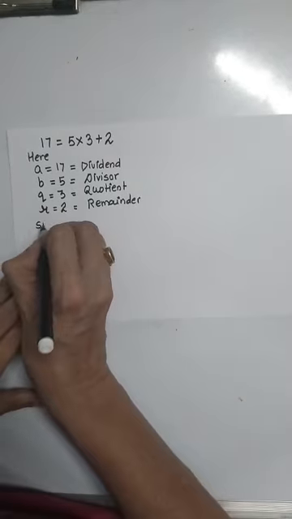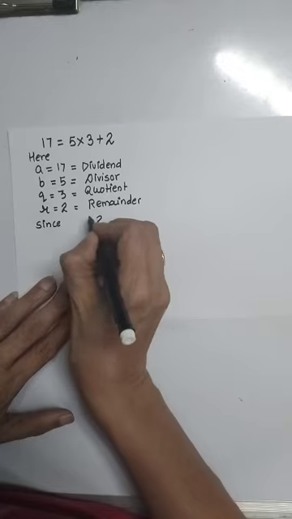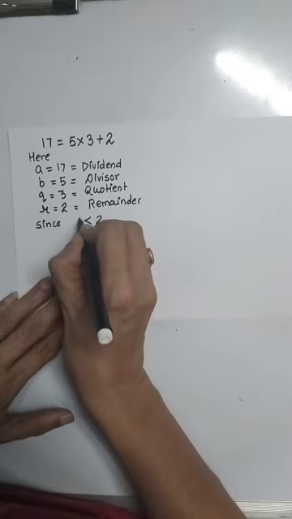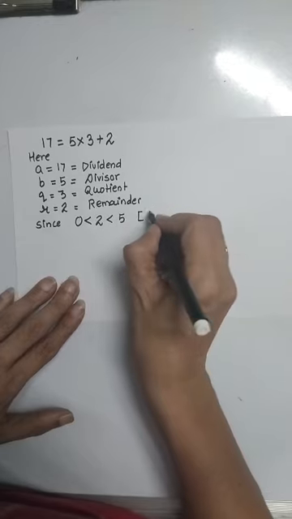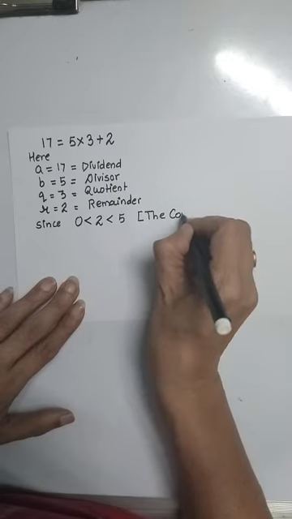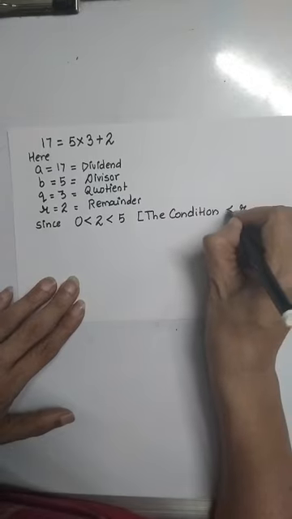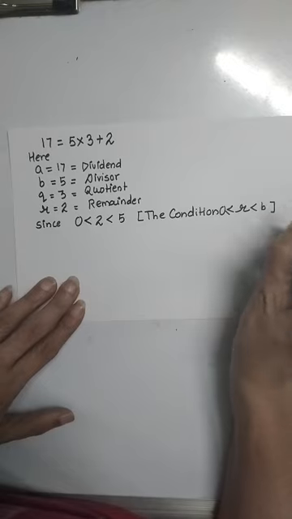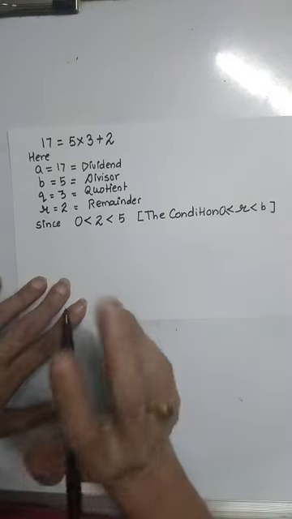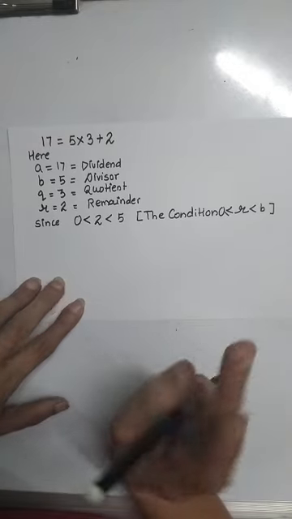Since the remainder 2 is greater than 0 and less than 5, the condition that is r should be greater than or equal to 0 but less than the divisor, that is b, is fulfilled here. So for the Euclid's division lemma, there are two important conditions.